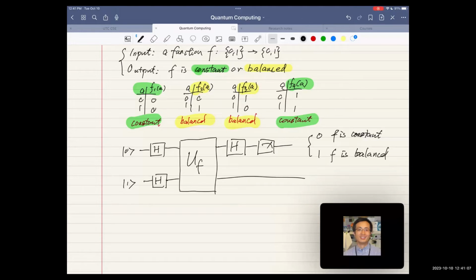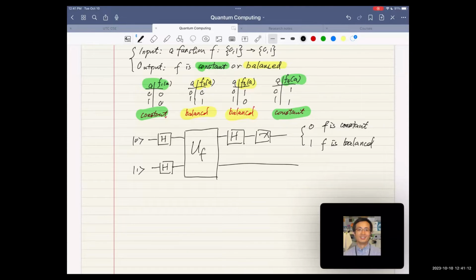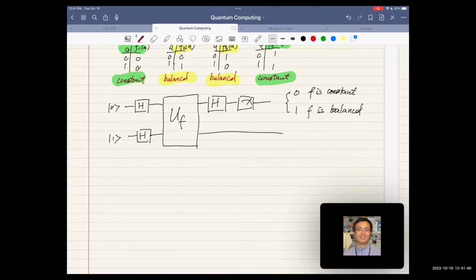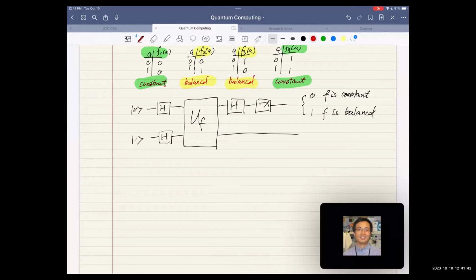And the argument is, if we use classical computing methods, we need at least 2 query operations on this. So either 0 or 1, we need at least 2 query gates. But for quantum computing, we can use just 1 query gate. So this is my understanding of why the Deutsch algorithm is important compared to classical computing.